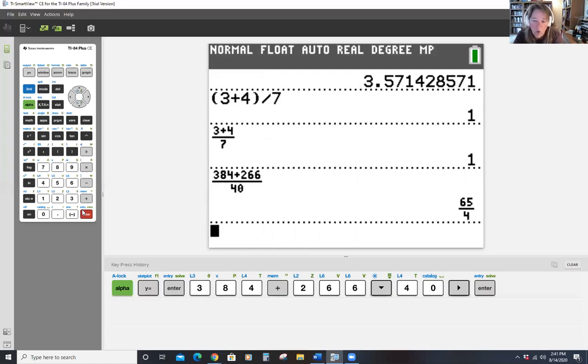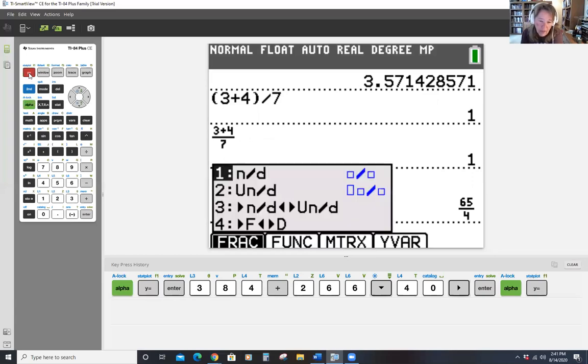Okay, let's suppose you want it as a mixed number. Let's talk about how to handle that. So again, we're going to go to our fraction menu. So we go to alpha, we choose F1, and down here, you see how these arrows work? If we go down and we get down to the third option, if it's given to us as an improper fraction, it will give us an answer as a mixed number. And the reason the double arrows are there is if it was a mixed number, it would give it to us as a fraction. So you want to scroll down and make sure your 3 is highlighted and hit enter.